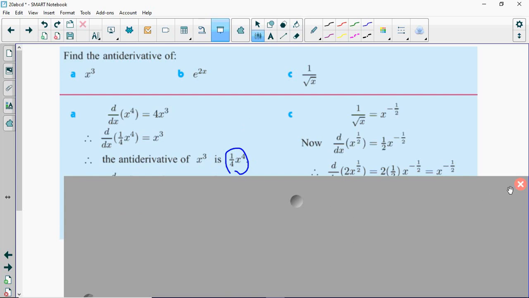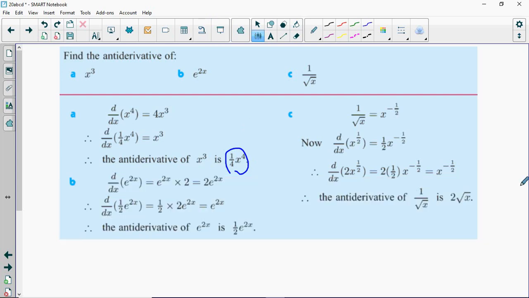Similarly, if I wanted to know the antiderivative for e to the 2x, well, I know that the derivative of e to the 2x is e to the 2x times 2. So if I want to get rid of that times 2, I've got to multiply by 1/2. So this is its antiderivative.